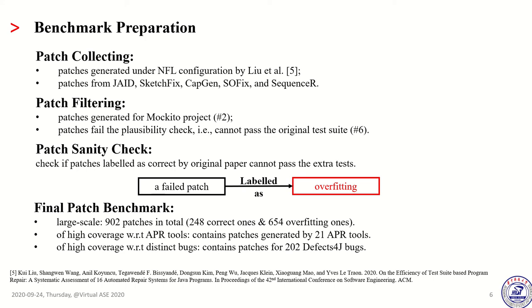Previous studies have pointed out that author annotation may produce wrong labels due to subjectivity. To reduce this bias, we perform a patch sanity check, that is, using Eversuite and Rundup to generate extra tests and check if patches labeled as correct can pass them. Any patch that fails should be labeled as overfitting. Finally, our patch benchmark possesses 3 features, which are large scale, of high coverage with respect to APR tools, and of high coverage with respect to distinct bugs.